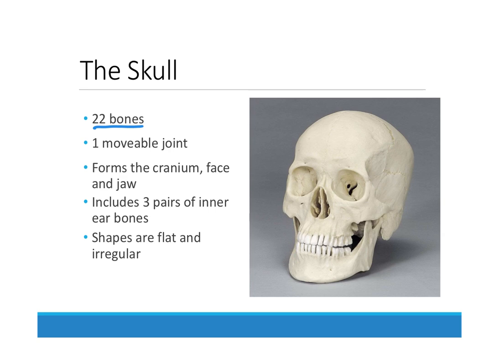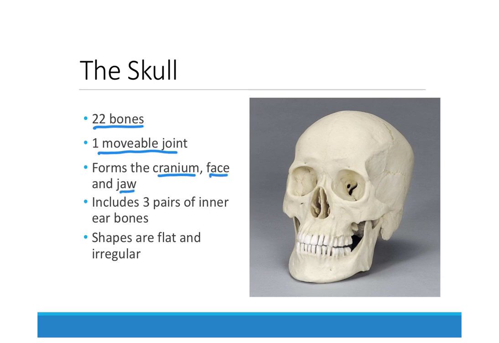The skull is also fairly symmetrical, so in many cases there's one bone on the right and on the left. Out of all of those bones, every place two bones connect is a joint, but out of all of those bones and all of those joints, there's only one joint that actually moves, and that is the joint for your lower jaw. So these 22 bones all together form the sections on the skull that we call the cranium or the brain box, the face, and then the jaw.